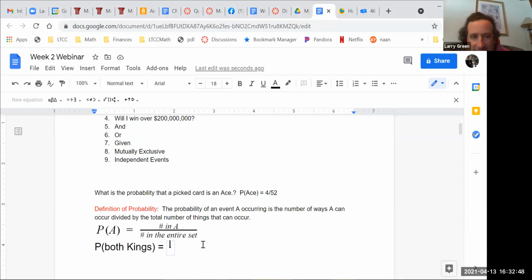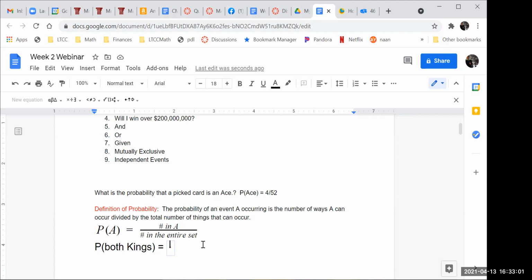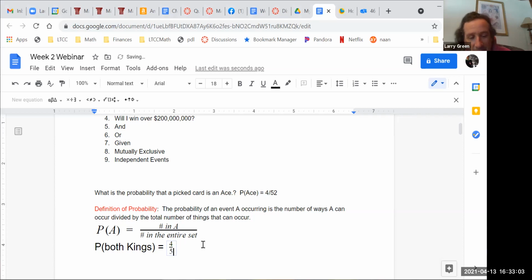So what is it? What's the probability the first card is a king? Four and 52. Yeah, 4 out of 52. Right? It's no different than an ace. It's not like kings are different than aces. I mean, they look different, but the probabilities are the same because there's 4 kings and there are 52 cards in the deck. Any questions on that?